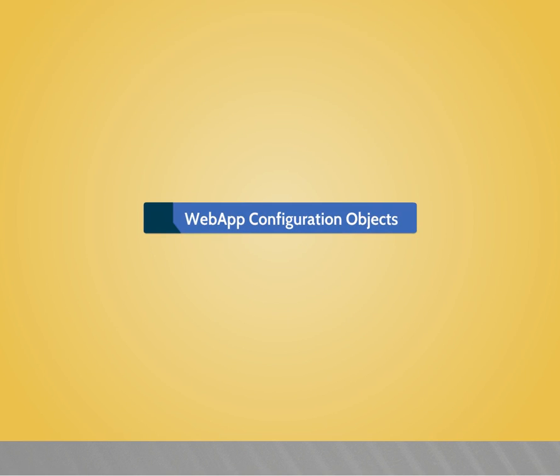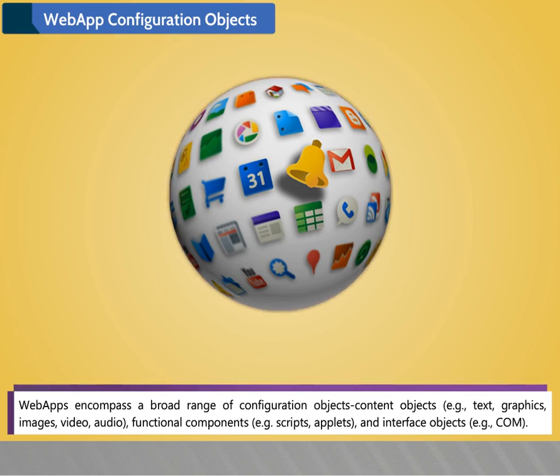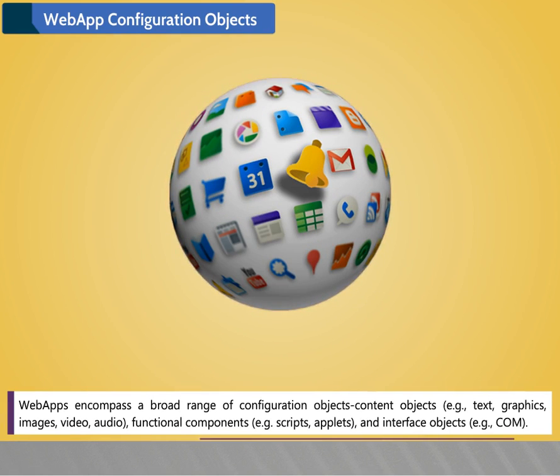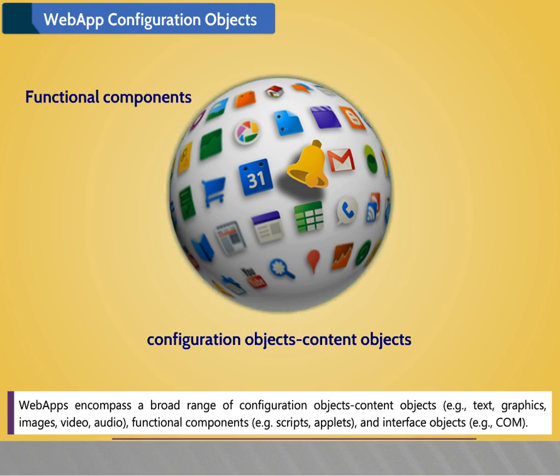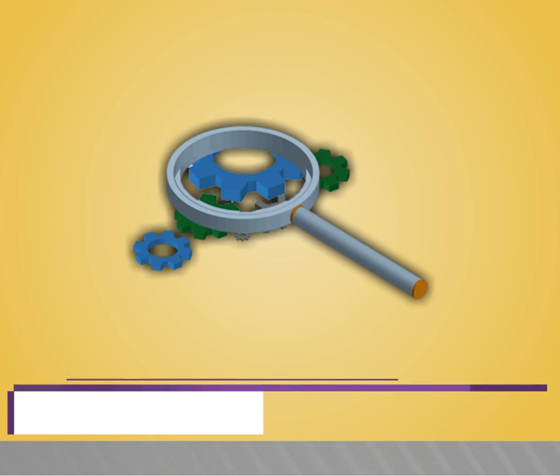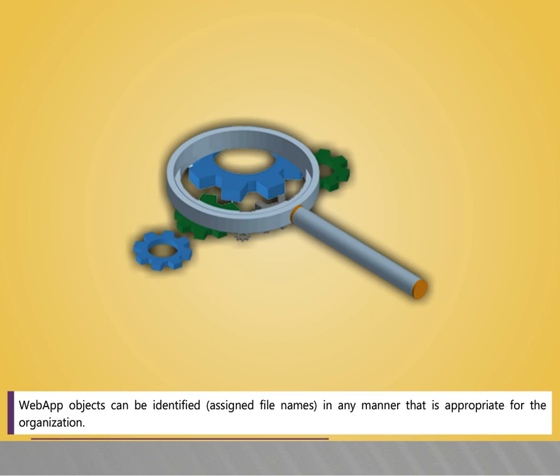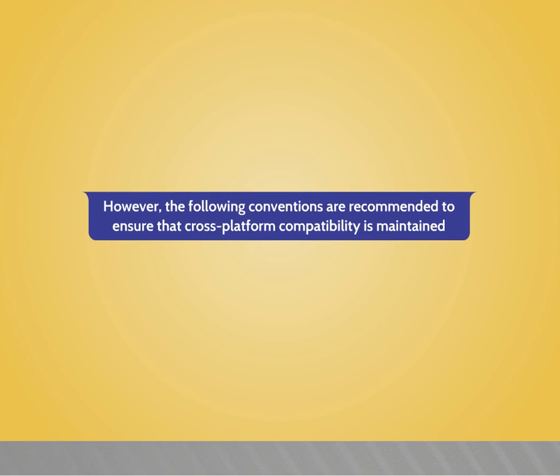Web app configuration objects. Web apps encompass a broad range of configuration objects: content objects, for example, text, graphics, images, video, audio; functional components, for example, scripts, applets; and interface objects, for example, COM. Web app objects can be identified, assigned file names, in any manner that is appropriate for the organization. However, the following conventions are recommended to ensure that cross-platform compatibility is maintained.